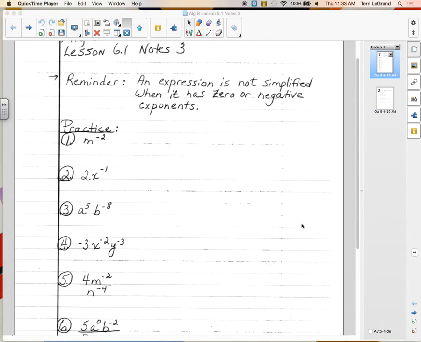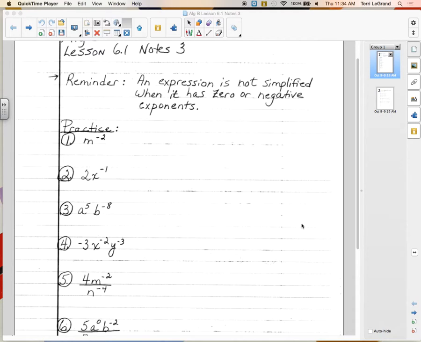Now in lesson 6.1, we have problems with variables in them, but we can still do some simplifying. Here's a reminder, or if it isn't a reminder, then it's the first time: an expression is not simplified if it has 0 or negative exponents in it. So you've got your answer, you think you're done. If something is still to the 0 power, it's not simplified. If something is still to a negative power, it's not simplified.